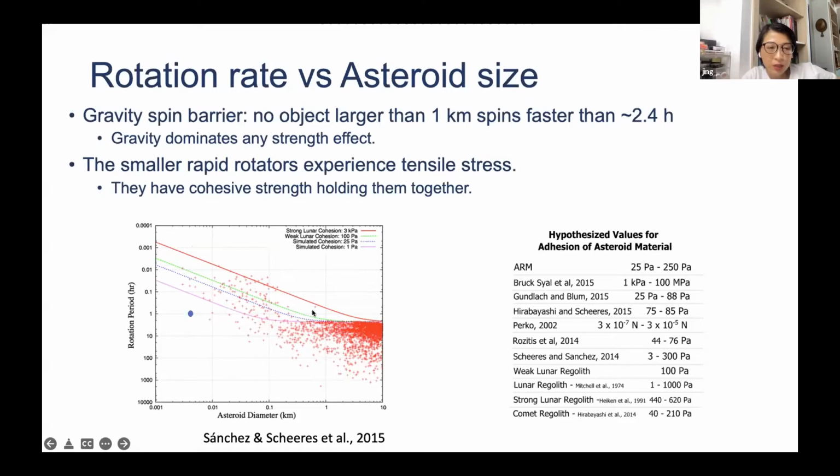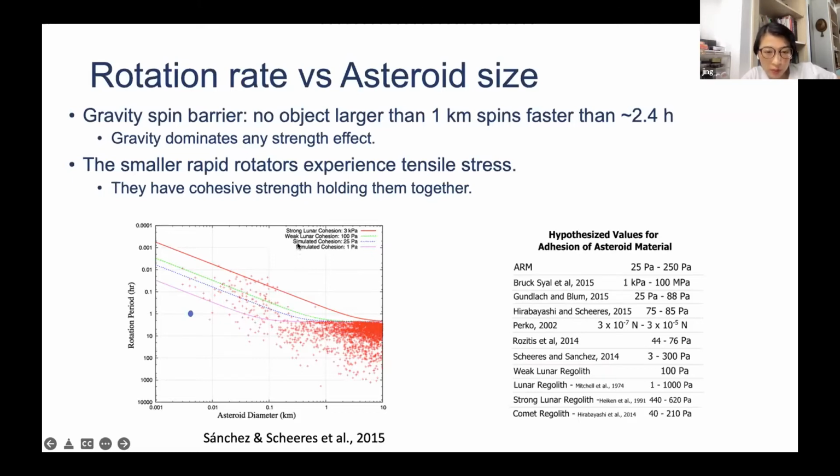So it means in this area, gravity dominates any strength effect. They can hold together purely on self-gravity. But when they spin faster, when the size gets smaller, they have cohesive strength holding them together.